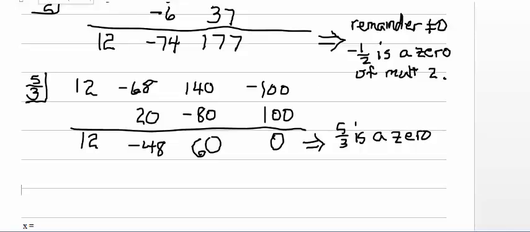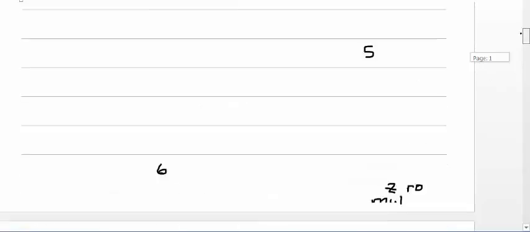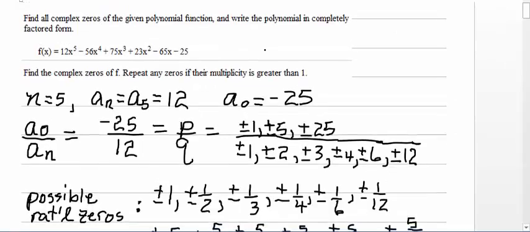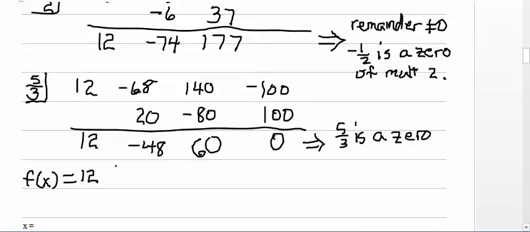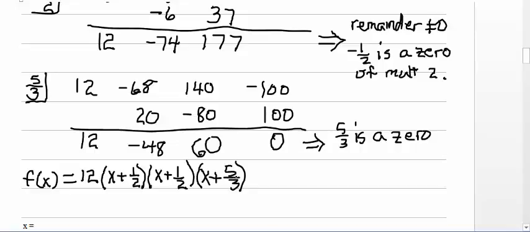That tells me 5/3 is a 0. And the multiplicity is 1. And if it's not, I'll find that out. But I'm pretty sure it's an odd multiplicity because when I looked at the graph, it crossed at that 0. So what this tells me is when I factor f of x, I can write it as 12 times x minus negative 1/2, which is x plus 1/2. And I get 2 of those since that multiplicity was 2. And I'm going to get an x minus 5/3 here.